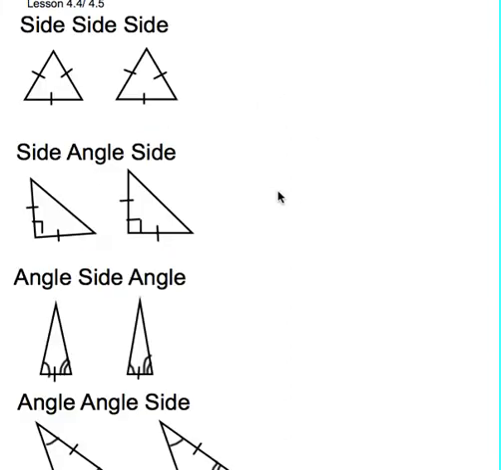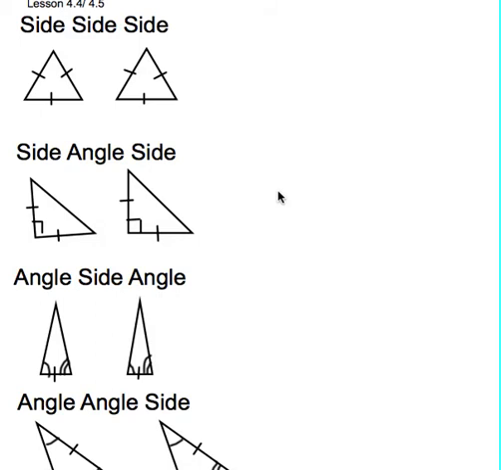Now we're going to talk about lessons 4-4 and 4-5. Lessons 4-4 and 4-5 are about proving triangles congruent. And there are four primary ways to prove triangles congruent: the side-side-side method, side-angle-side, angle-side-angle, and angle-angle-side.